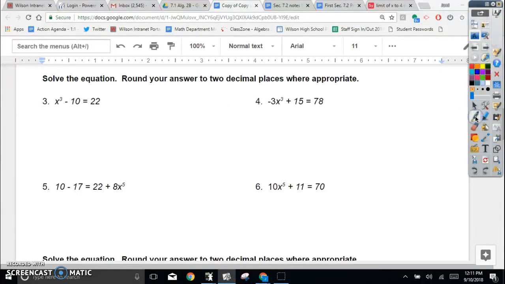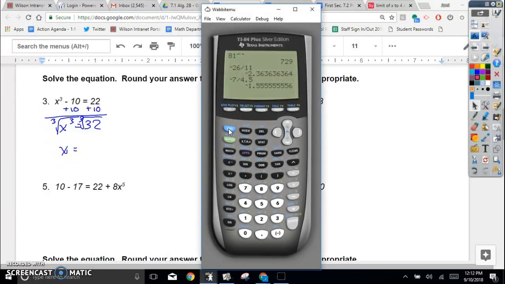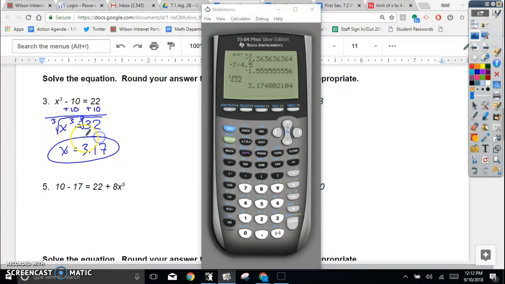All right. So picking up with 3, we're just going to solve these. So we're going to add 10. X cubed equals 32. And then we cube root. Now this is an odd root, so I'm not interested in a positive negative answer. It's only the even roots. So let's get the odd root. I should go math 4, 32. All right, so we're looking at 3.17. Still going to 2 decimal places.